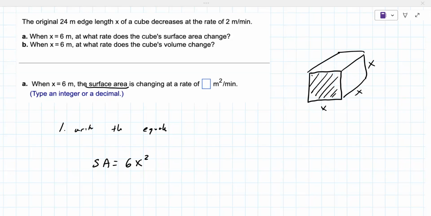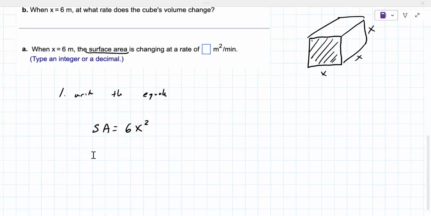If you get a note sheet, maybe you put that down on there. Up to you. All right, now the derivative, and you can just go SA prime, you don't have to do the dy dt or dx dt, but this is 12x dx dt, like that.